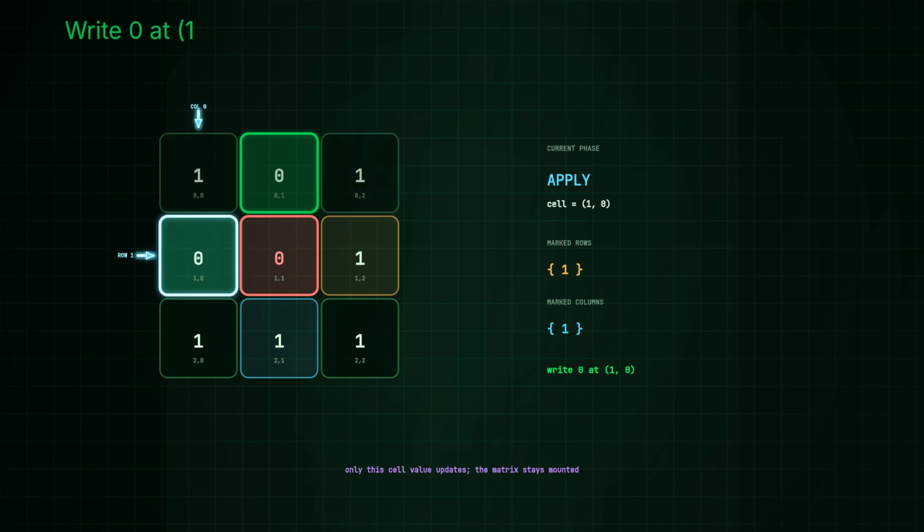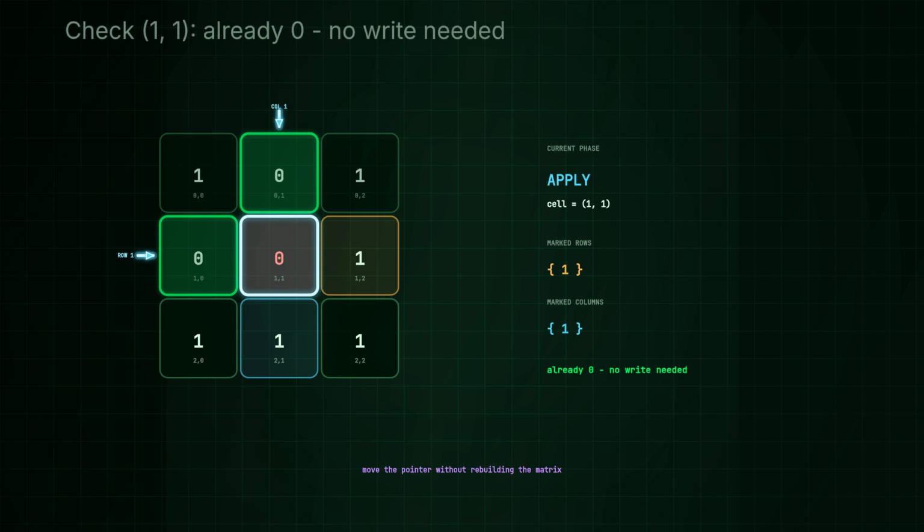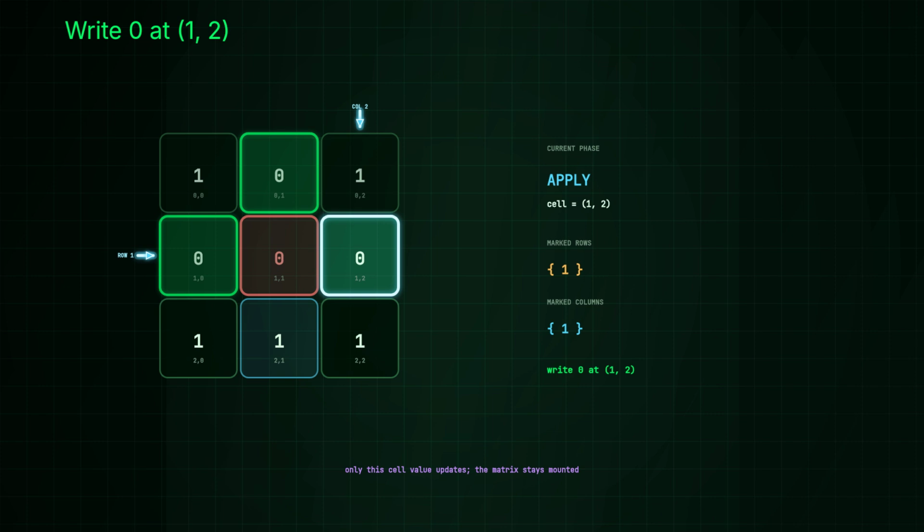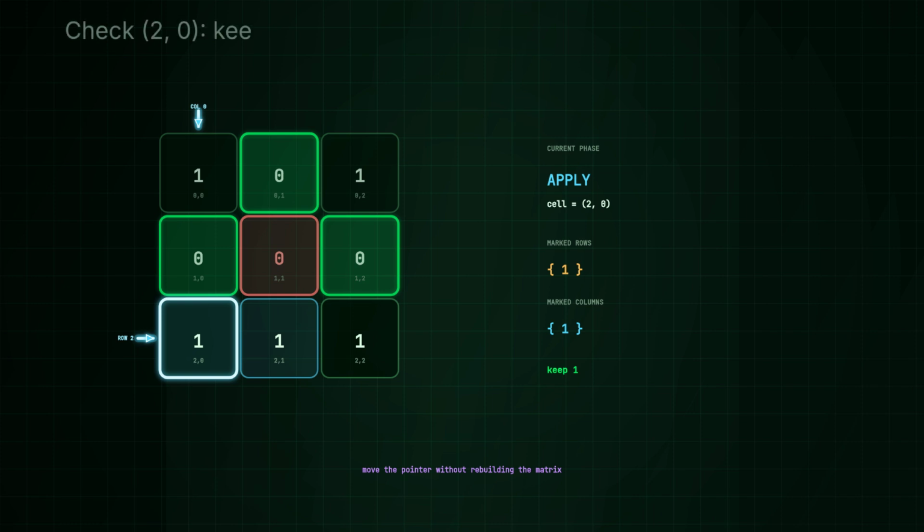Move the pointer to row 1, column 0. Because row 1 is marked, replace 1 with 0. Only this cell updates. Move the pointer to row 1, column 1. Because its row and column are marked, this cell belongs in the zeroed area, but it is already 0, so no write is needed. Move the pointer to row 1, column 2. Because row 1 is marked, replace 1 with 0. Only this cell updates.